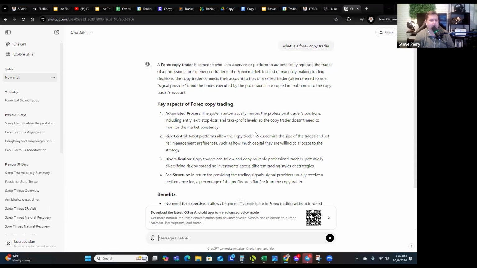We won't read the whole thing. I'm just going to read the first paragraph. Professional or experienced trader in the Forex market instead of manually making trading decisions. The copy trader connects their account to that of a skilled trader, often referred to as a signal provider, and the trades executed by the professional are copied in real time into the copy trader's account. All right, so pretty straightforward, I think.